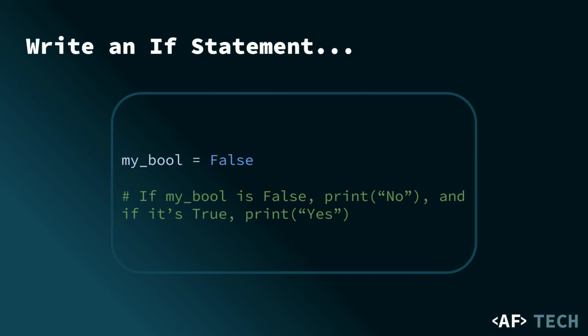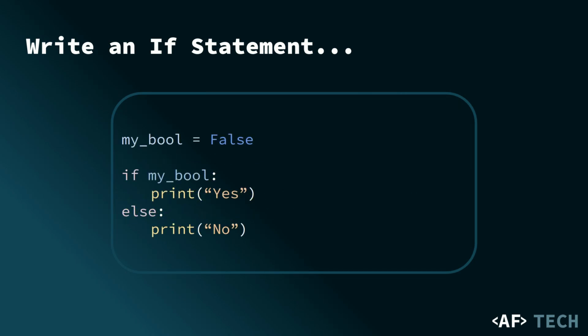Write an if statement. If my bool is false, then print no, and if it's true, then print yes. There are many ways to write this. I said if my bool, then print yes, else print no. So you could have done if my bool is false, then print no, or else, or whatever. As long as you get the job done, it is good. But this is probably the shortest and most readable way.